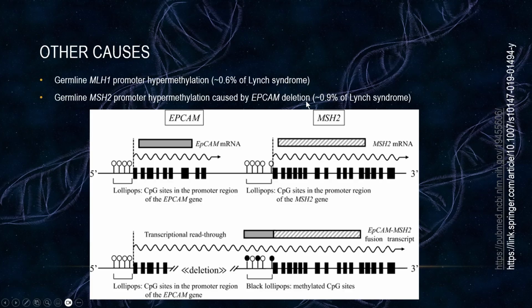It's caused by an EpCAM deletion because it's the preceding gene to the MSH2. So it'll cause a read-through, hypermethylation, and so this could give you kind of a false negative if you do the germline testing for just MSH2. So then the next step, say you had MSH2 lost by IHC, germline testing was normal, you might still try the EpCAM as well, or the methylation here.